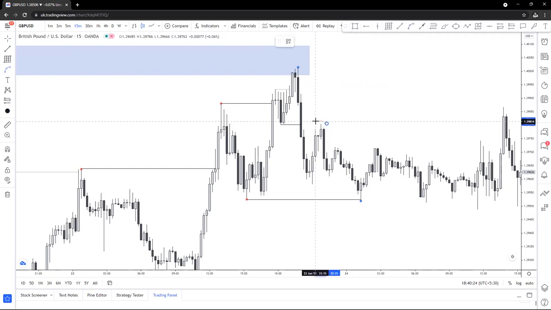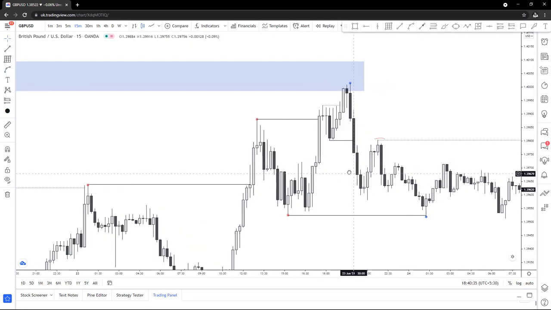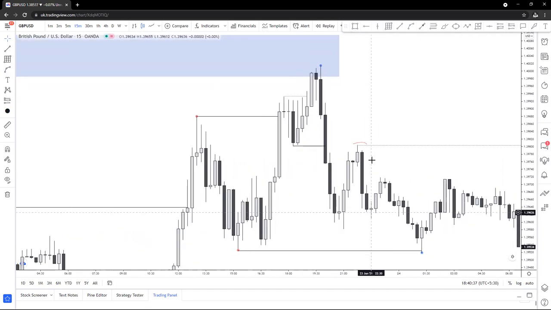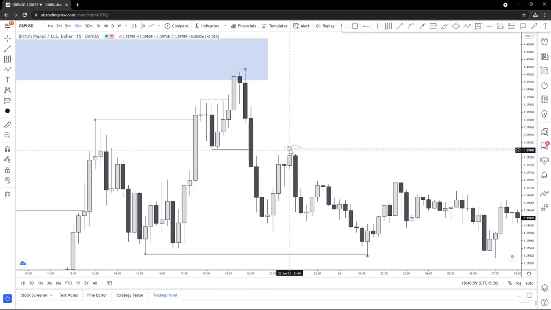We have identified the main trap within the range. Unfortunately, I can't go back down to the 1 minute time frame, so I'll just explain what happened. This was in the 15 minute time frame, from this high to this low. Now imagine what would have happened on the 1 minute. It would have come back down like this, right? And then we have our inducement right here.